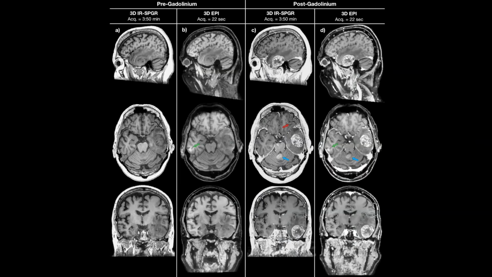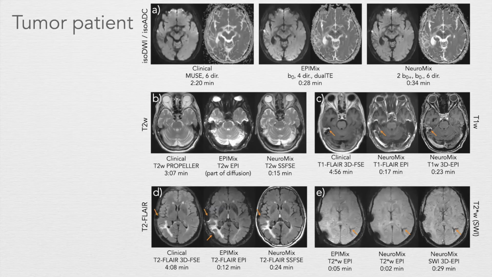We also compare that with basically an MPRAGE 4-minute scan. The first column is a 4-minute MPRAGE, and the second column is this 3D EPI, now at 22 seconds. And you can see that you get fairly good quality, and to the right you see that after gadolinium contrast injection, they show pretty much the same lesion.